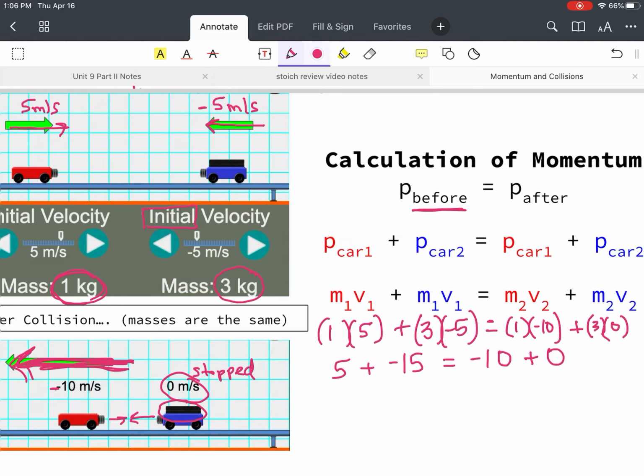Okay, so remember when I add a negative number, it's just like subtracting. So 5 minus 15 is negative 10. Negative 10 plus 0 is negative 10. So what I've shown is in my collision, even though my cars may weigh that differently, they're moving different directions. At the end, one of them is stopped and one of them's going backwards. Their speeds have changed. My total momentum of the system has stayed the same. My momentum at the beginning was negative 10. My momentum at the end is negative 10.